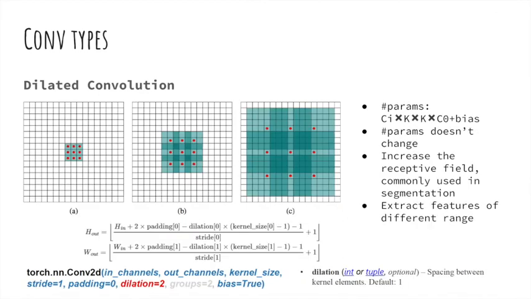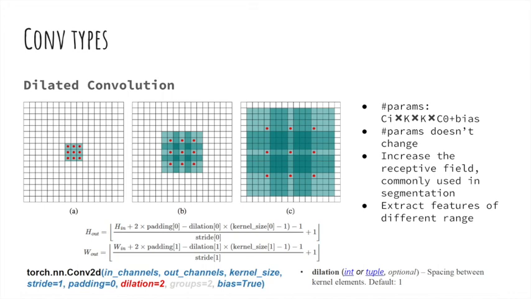There is also dilated conv. In picture A, it is a normal conv, a 3 times 3 kernel. The receptive field is also 3 times 3. But in some cases, we want to make the receptive field larger, but 5 times 5 or 7 times 7 kernel size will lead to a much larger parameter size. One way to solve it is to use dilated conv. The number of parameters doesn't change, but the receptive field increases. And we can also use different dilation sizes to get different levels of information.